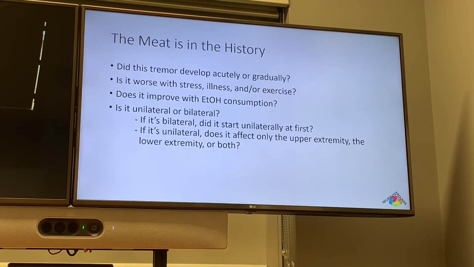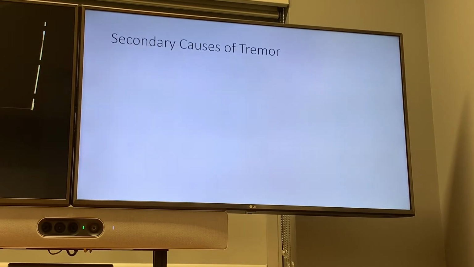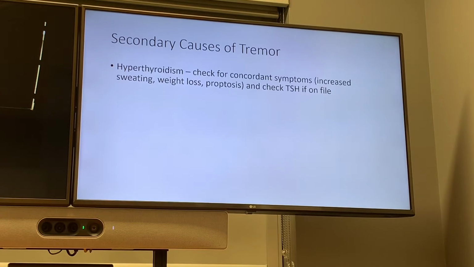So generally when we talk about tremor, we talk about primary and secondary causes. I'm briefly going to talk about the secondary causes, since I think they're very important. So one thing that should always be on your differential when you see a tremor is hyperthyroidism. So overactive thyroid. This is very easy to check for.